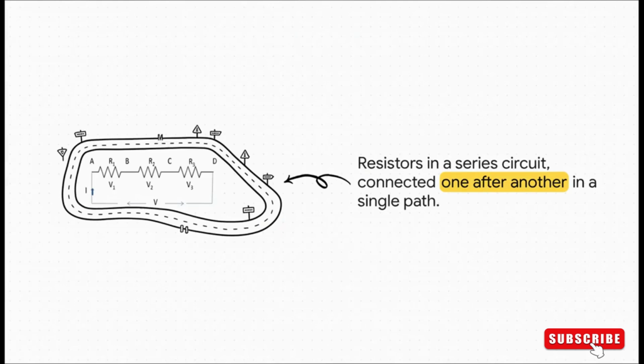And this image shows you exactly what I mean. See the current, that letter I, it's got one road and one road only. It has to flow through the first resistor, R1, then through R2, and then through R3, one right after the other. There are no forks in the road, no shortcuts, no other options.